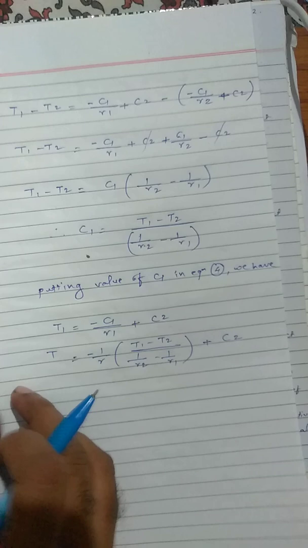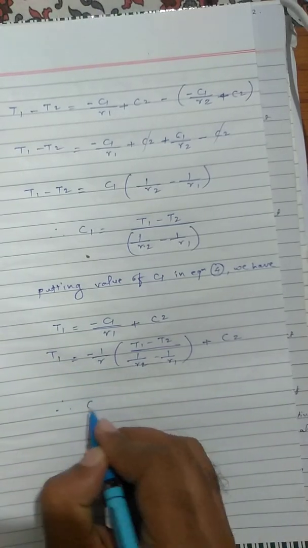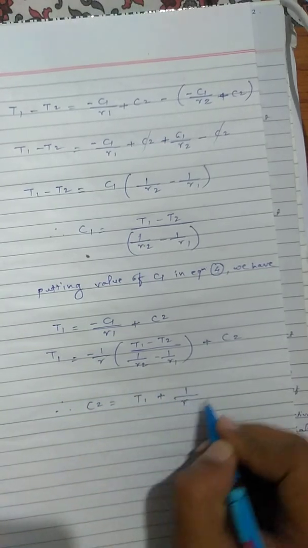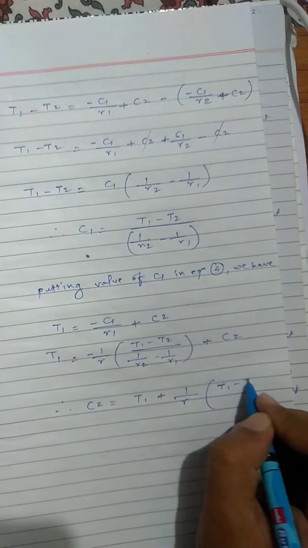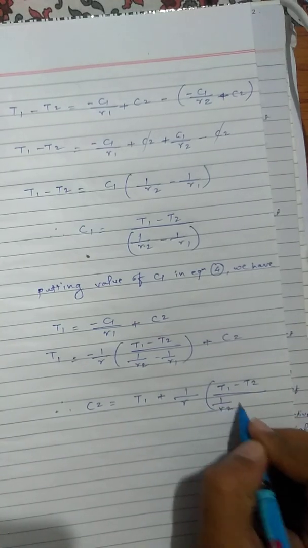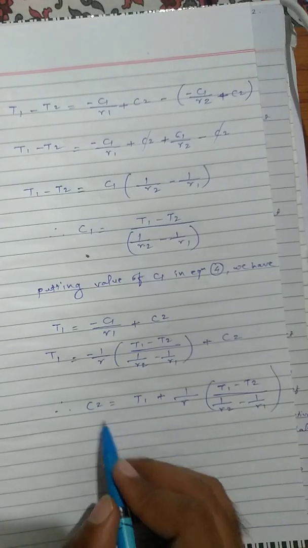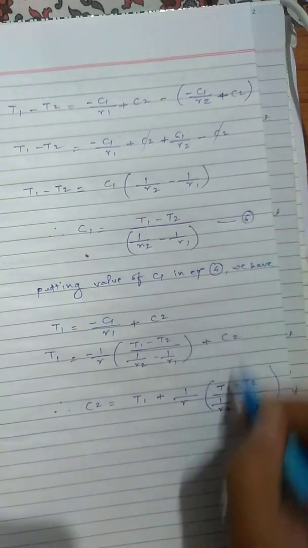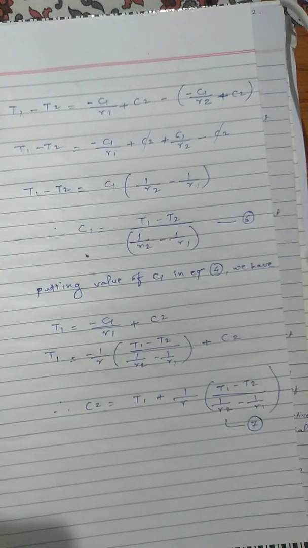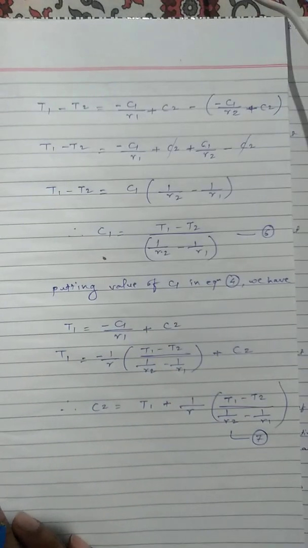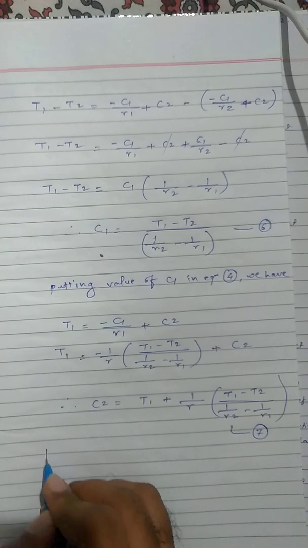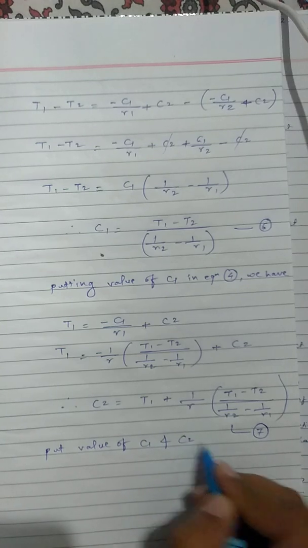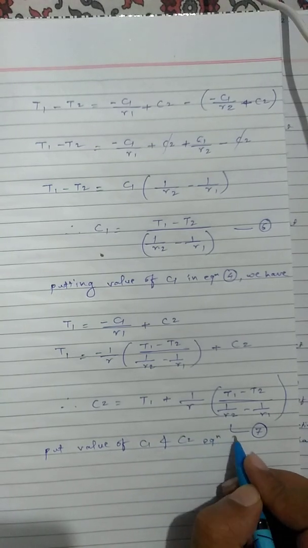So transferring this term to this side, therefore C2 equal to T1, this minus will get plus, so plus 1 by R in bracket T1 minus T2 divided by 1 by R2 minus 1 by R1. So this will be the value of C2. So I will mark this as 6th and this as 7th. Okay. Now getting the value of C1 and C2, what we are going to do? We are going to put the value of C1 and C2 in equation 3.